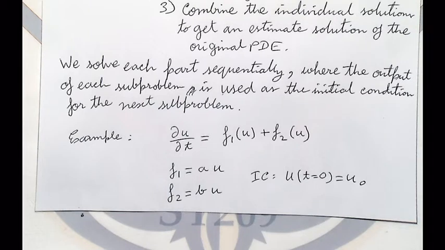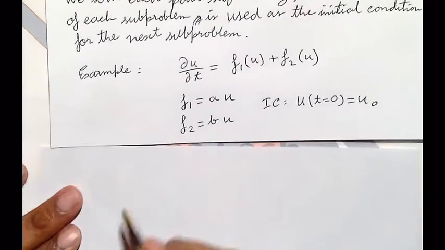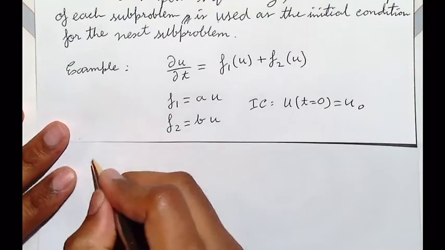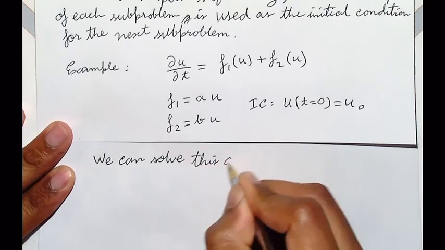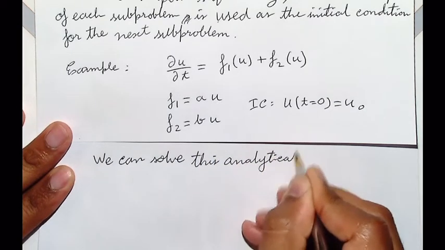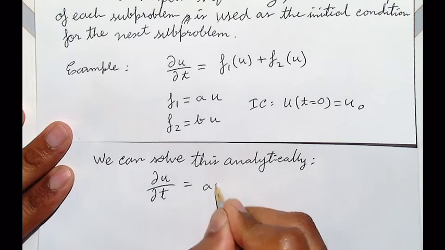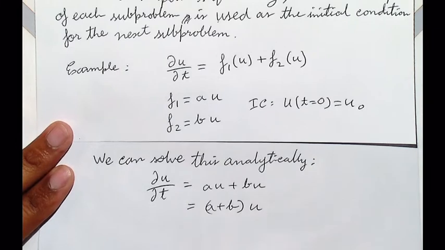I've written it in a slightly complicated way, but if you get rid of the f1s and f2s, it's a very simple integration. You can simply integrate it in time. Fine, let's do that. We can solve this analytically. Okay, let's see. This is du by dt is au plus bu, which is just a plus b times u. A and b are constants. What is the solution?